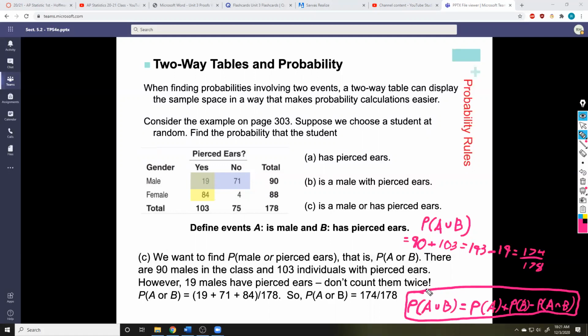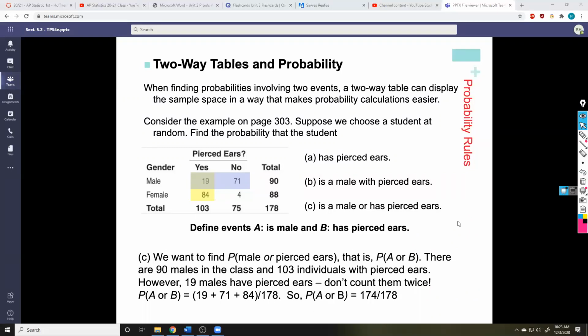Now, when we had two things be mutually exclusive, like yesterday, we didn't have to worry about subtracting off the double counting because the probability of A and B was 0. Because we said mutually exclusive meant it was impossible for them to happen at the same time. These two things are not mutually exclusive. In other words, you can be male and you can have pierced ears. Those two things can happen at the same time. So when that happens, we need to take away the double counting.